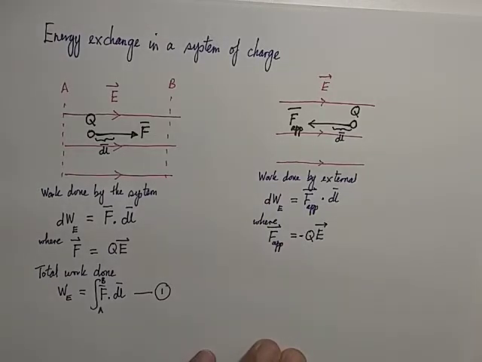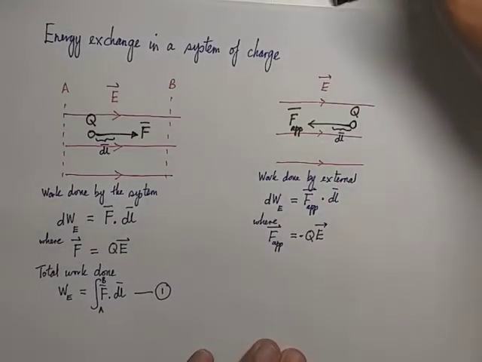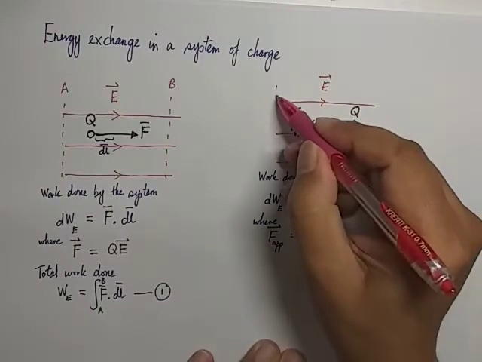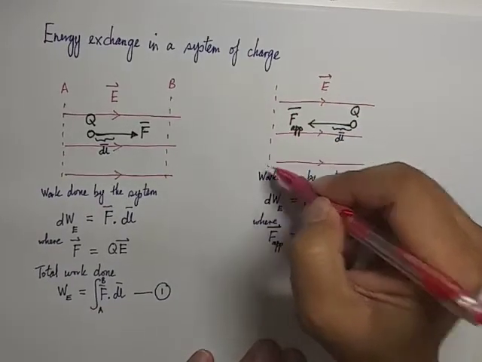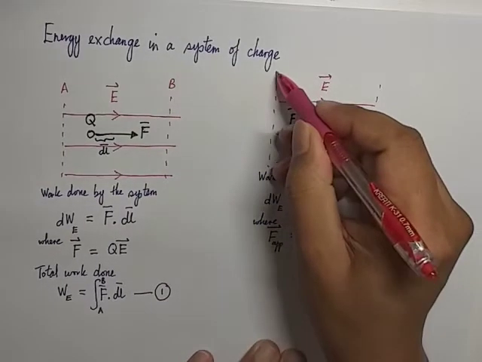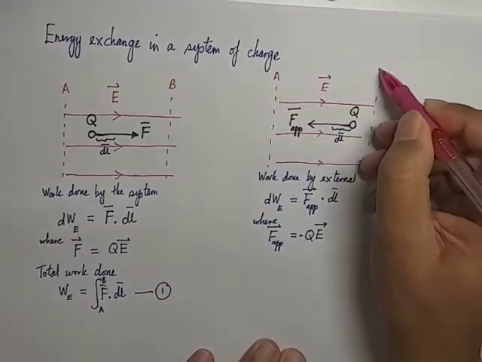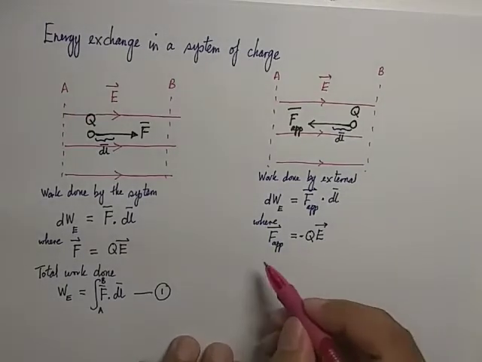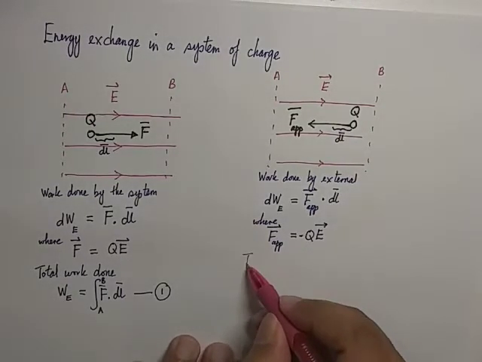Okay, so you can see the difference now. Here is Q multiplied with E, but in the second diagram, we call it minus QE. Okay, so let's say we want to calculate the total work done now. Same position A and then position B. Let's say now we're going to define the total work done.